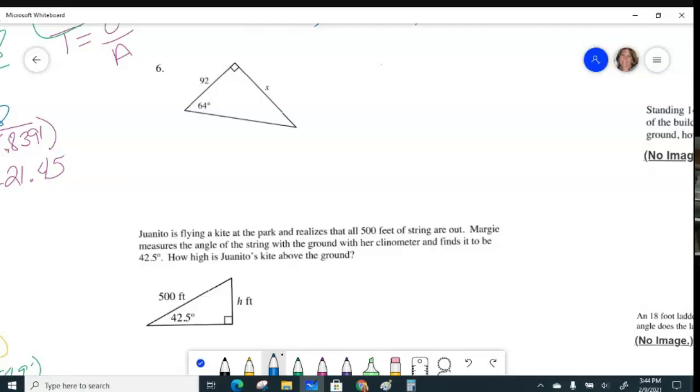All right, so again, identify our hypotenuse, and this time we are not going to be using our hypotenuse. Once again, let's remember that the sine is opposite over hypotenuse, cosine is adjacent over hypotenuse, and tangent would be opposite over adjacent.